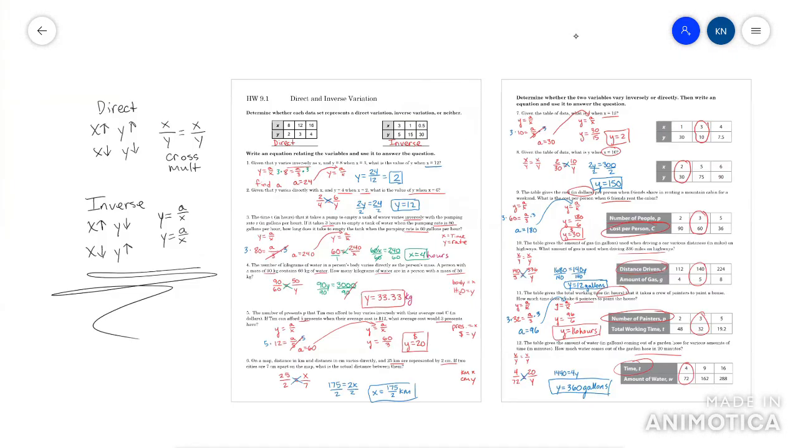Again, direct variation, it's just X over Y equals X over Y, and you cross multiply to solve. If it's inverse, that's weird, you need to write Y equals A over X twice. Go find A, and then plug it into the next equation, and then go solve.